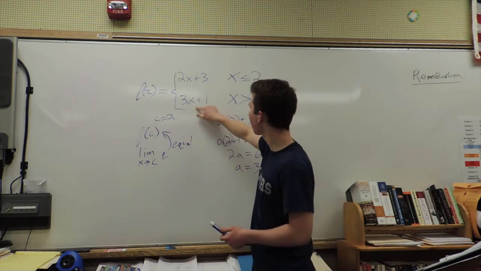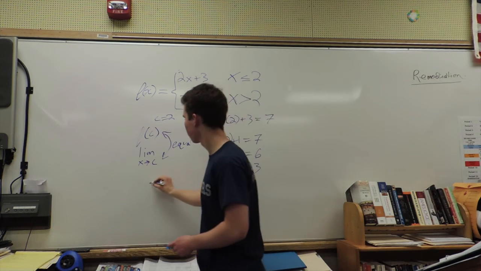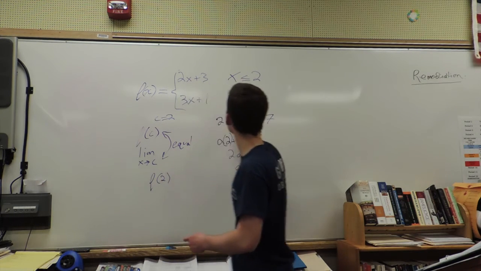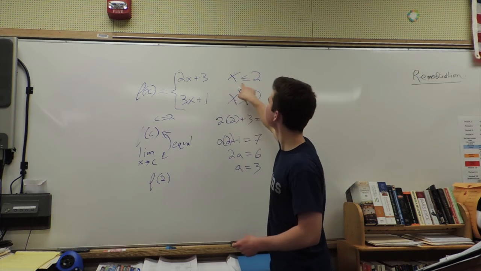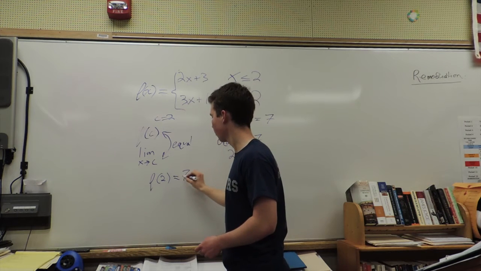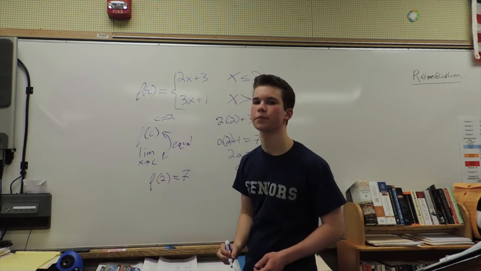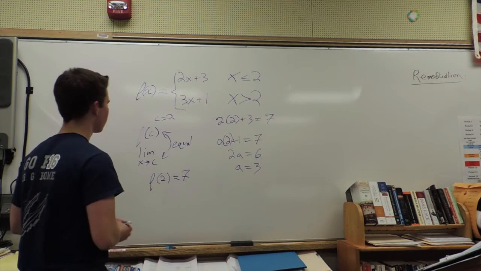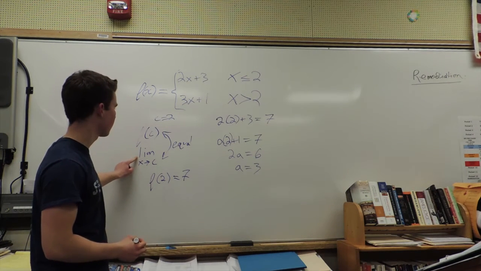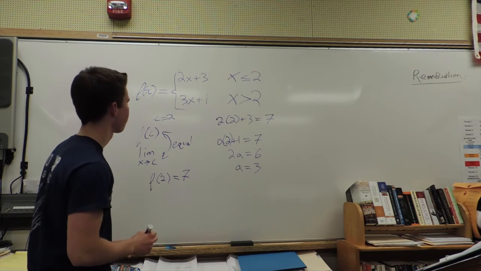the function value at f of c, where c is 2, because at that point x equals 2, we're going to plug that in and we get 7. So the function is defined at x equals 2. We have to find the limit of the function as x approaches 2 from the left and from the right.